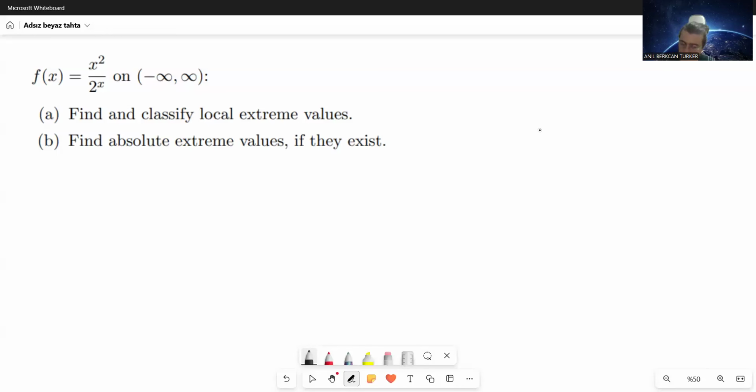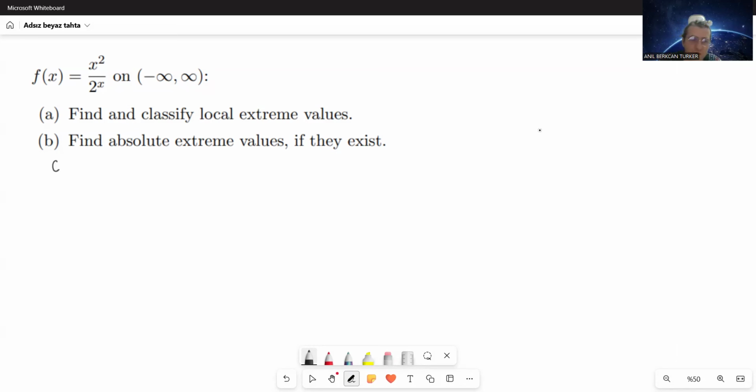Okay, let's start solving this problem. Find and classify local extreme values, it says. So our function is x squared over 2 to the power x. To be able to classify local extremes, we need to find critical points.